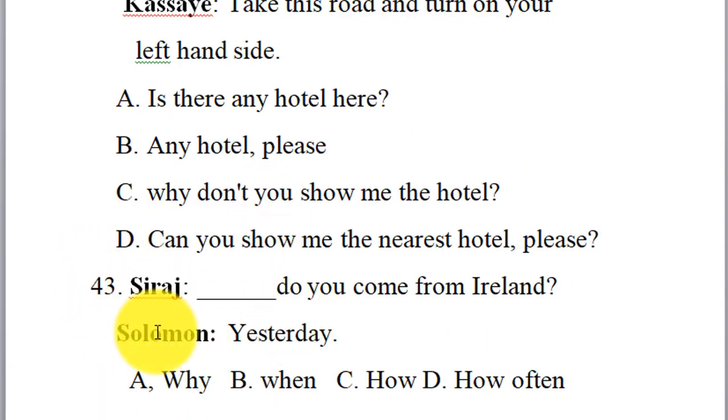Next question is Suraj and Solomon. Blank, do you came from Ireland yesterday?